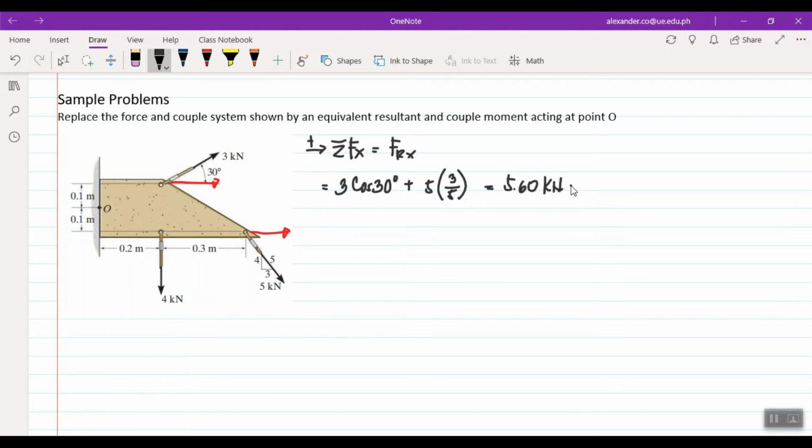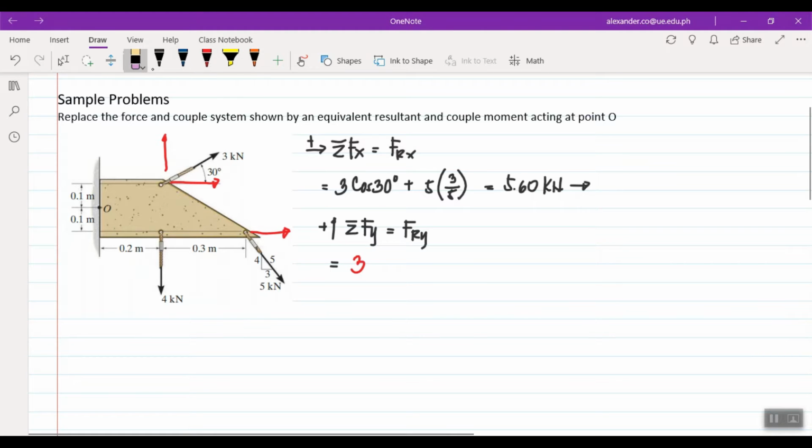Okay, so positive. So this is its direction. Ah, it no longer needs that, so it has no sign anymore. Okay, so next, summation of forces y equal to FR sub y. Everything going up is positive. So let's begin here. This one will be positive because it's going up. As you can see here, it's going up. So let's begin here. This will be 3.